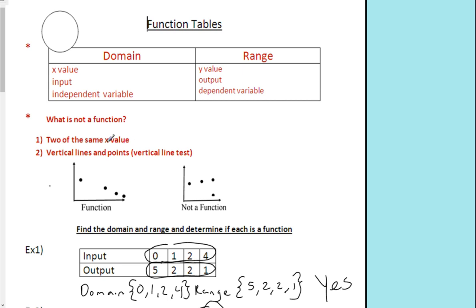If you put the same number in twice and you don't get the same number out, it's not a function. The machine is not working correctly. It's not a function. And also you can use a vertical line test. If 2 dots line up vertically to each other, it's not a function. Hope this makes sense. Have fun with it.